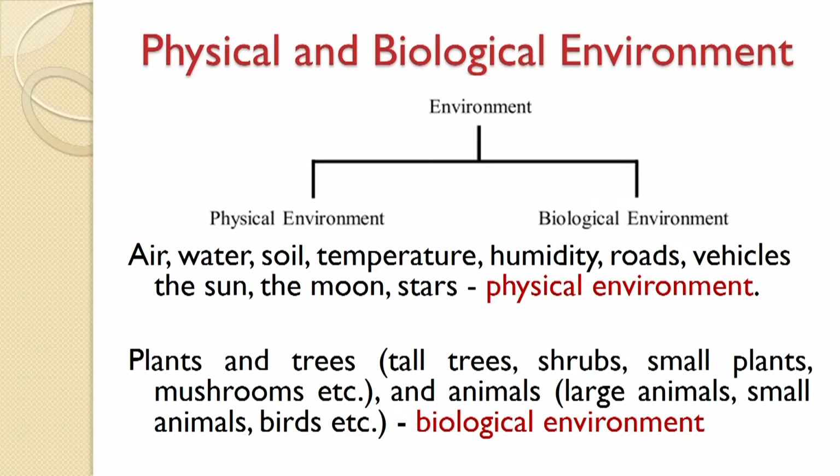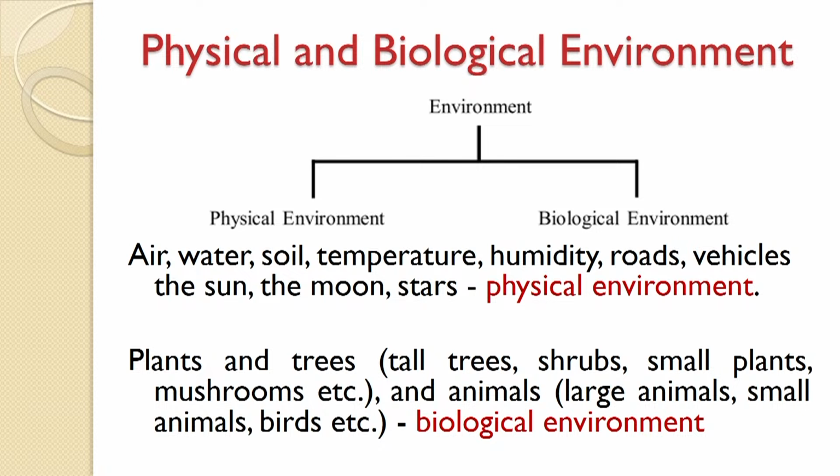We can classify our environment into two groups. One is the physical environment, another is the biological environment. Physical environment means there is no existence of life, while in the case of the biological environment there is the existence of life. The biological environment mainly comprises various types of plants, trees as well as animals, and also various types of microorganisms which are found in soil as well as air.